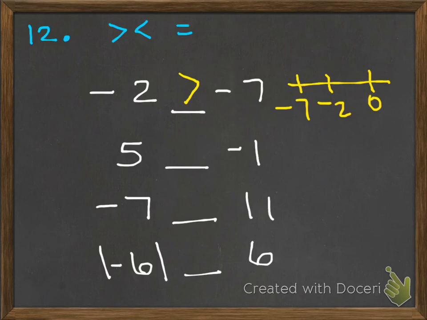So now for 5 and -1, anytime you have a positive integer, no matter what number that is, it's always going to be greater than. -7 and 11, obviously number 11 would be greater because it's positive and the other one is negative. And the absolute value of -6 and 6 is actually going to be equal because the absolute value of -6 gives you 6. So now you're comparing the two and they're the same.